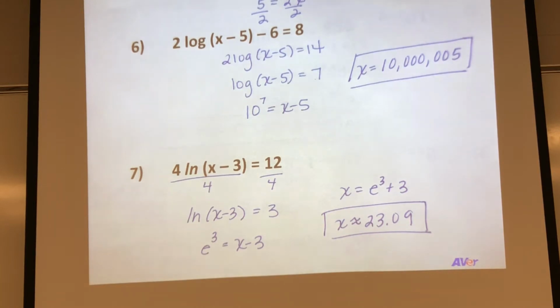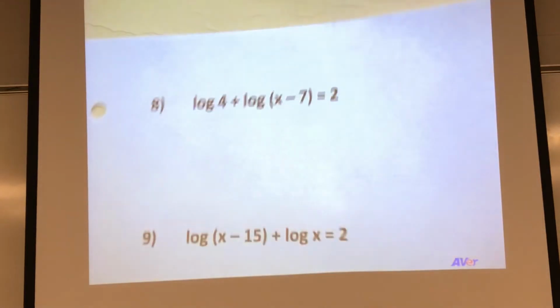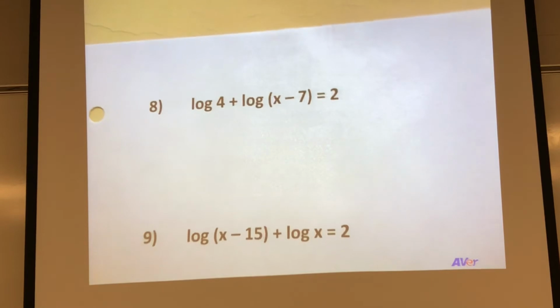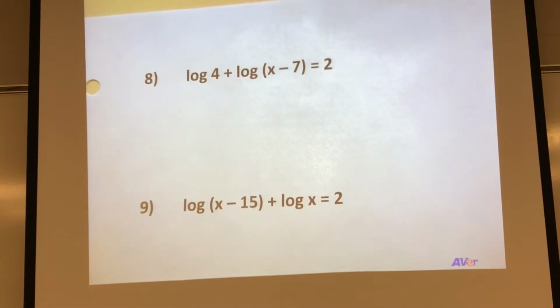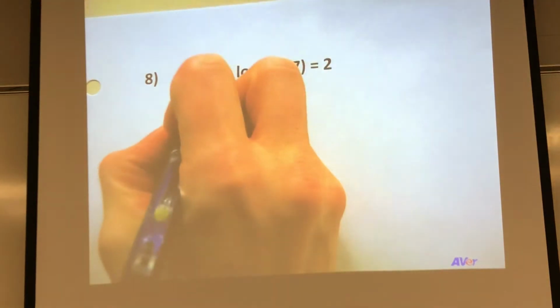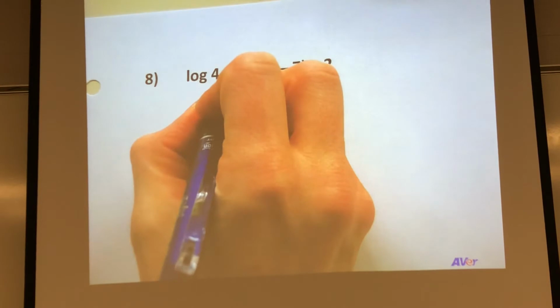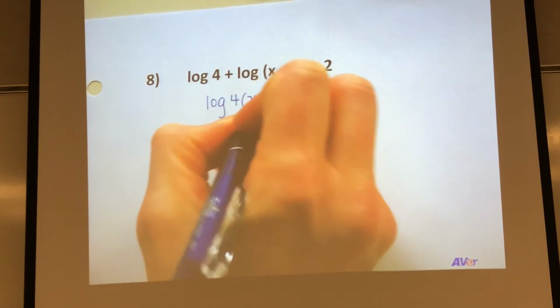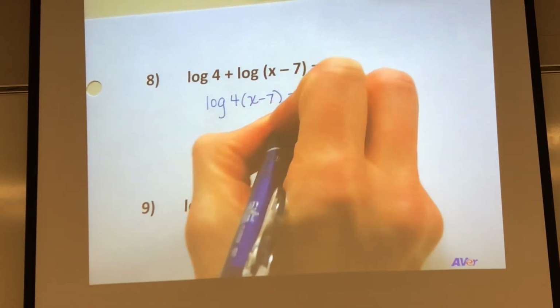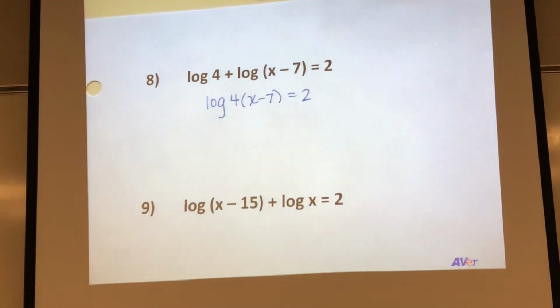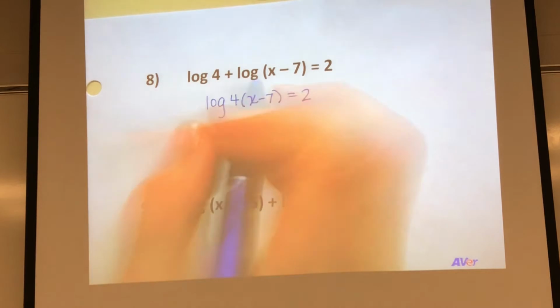All right, number 8. 2 logs on one side. So hopefully when you see that, you're like, we have to condense that. We have to get it down to a single log. So since it's addition, that means we're going to be multiplying our arguments. So 4 times (x - 7) equals 2. And then after we condense it, now we're down to that single log, we can switch to exponential form.